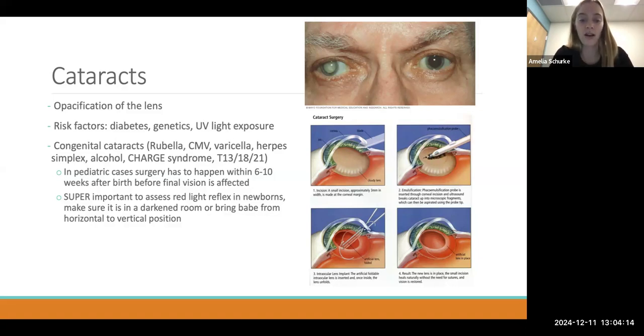And so again, another reminder of why it's so important to dim those lights before you do your red light reflex and do a really, really good exam. If you can't get it, you can try tactics like bringing the baby from horizontal to vertical position to trigger a reflex that causes them to open their eyes.